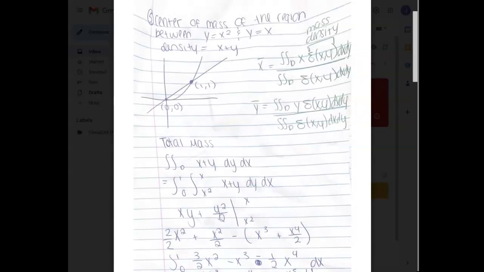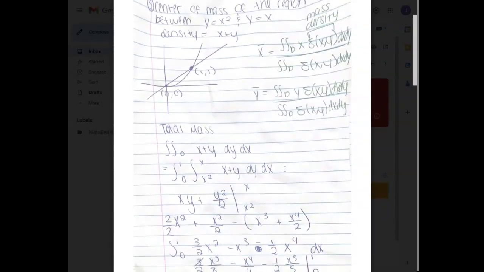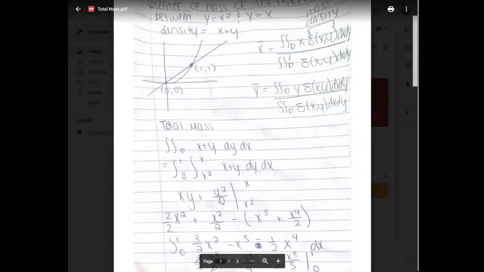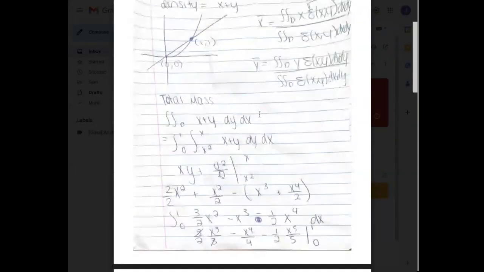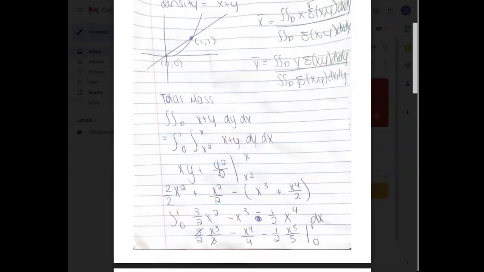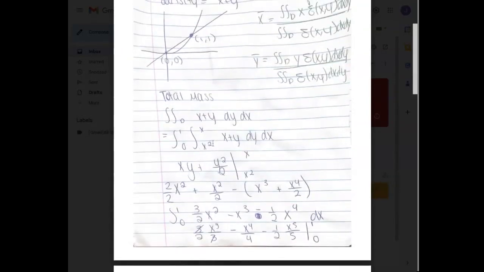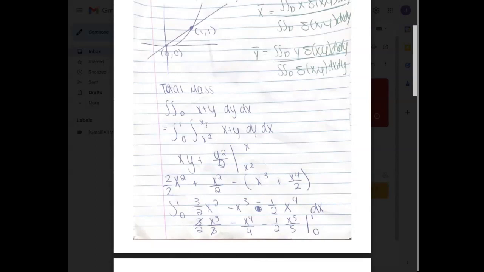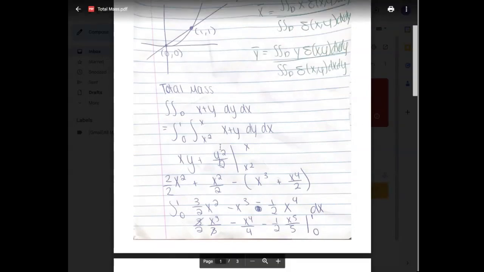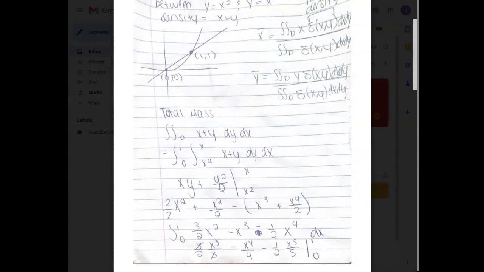Okay, perfect. So I did 6.3, question number 5, and it asks you to find the center of the mass of the region between y equals x squared and y equals x, and the mass density is equal to x plus y. So I wrote on the sides the formulas to find the center. And then first I started by finding just the mass density, so the denominator part. So I took the double integral of x plus y dy dx, and our y's are going to be x and x squared, and then our x's are going to be between 0 and 1.